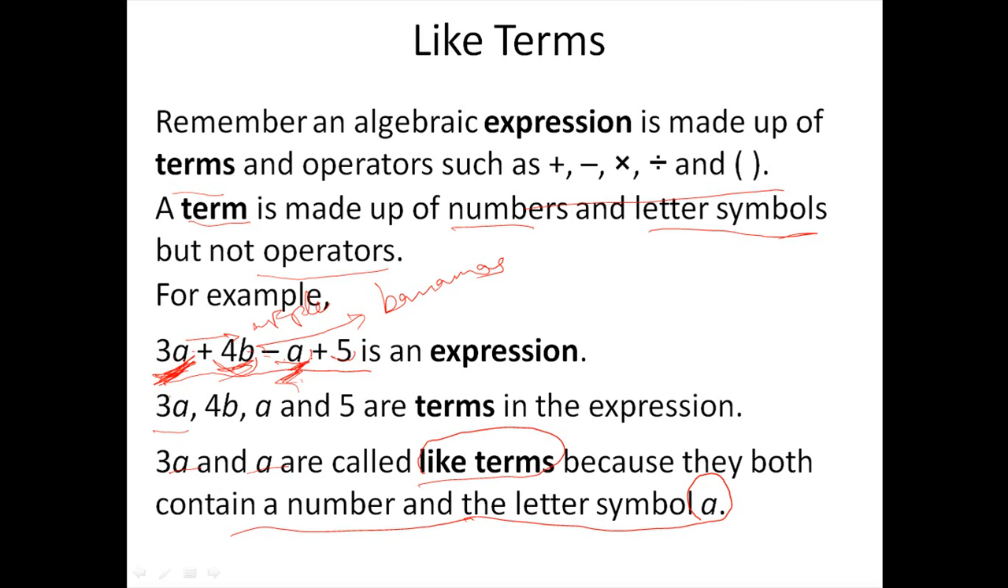The result of 3a minus a is 2a. So I can simplify this expression and write it as 2a plus 4b plus 5. So what I've done, I've collected the like terms. You see examples of that also. Like terms are terms which have exactly the same variables in them. They are called like terms.